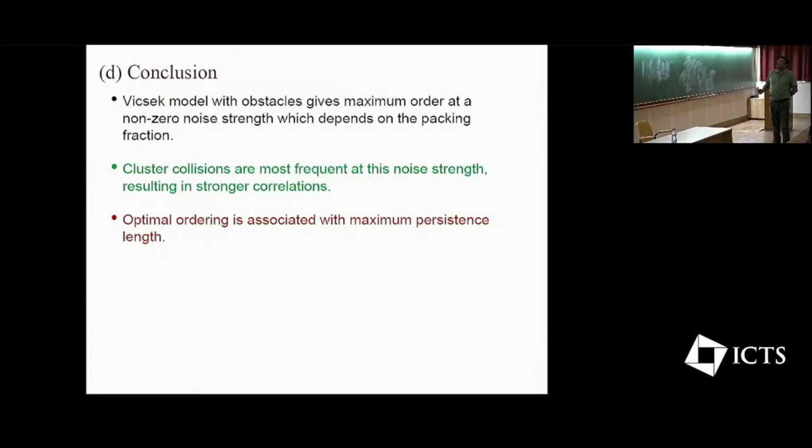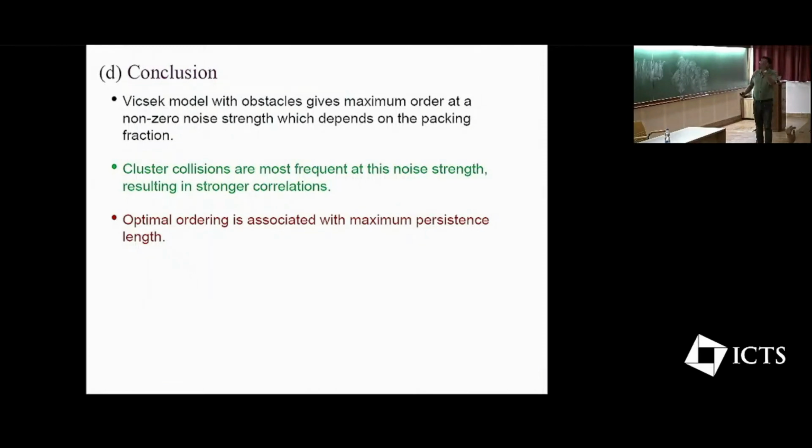The primary takeaway message is that the Vicsek model with scatterers gives maximum order at a non-zero noise strength. For us, this was a little counterintuitive initially, but I think we now have a good understanding of it. We understand how the peak amplitude and the peak position depend, in particular, on the density of the packing. At this noise strength, the clusters have fluffed out and their collisions are most frequent, thereby enabling stronger correlations in the system.